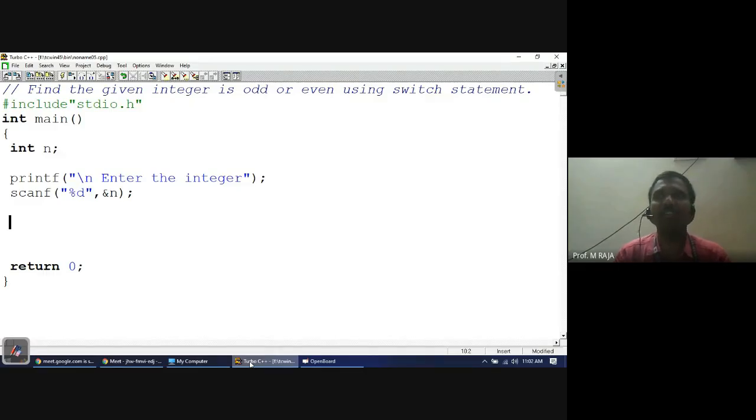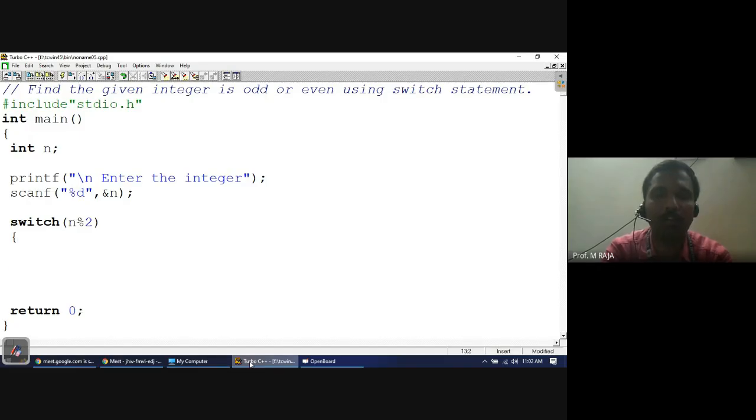So in that case, we need to properly determine if n is odd or even. To determine that, shall we write the switch expression after switch? Switch is a keyword, so it is highlighted. Shall we write the expression as n mod 2, switch (n % 2)? N mod 2 is evaluated so that the result is either 0 or 1. If the result is 0, this indicates that the given integer n is even.